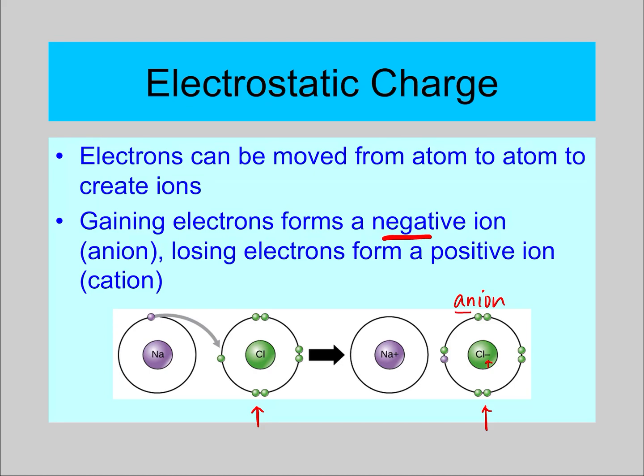They are negative. When something like sodium loses an electron, it's going to become positive, which we see here. And we're going to call these cations. So always think of the T in cation represents the positive sign. The N in anion represents negative. Okay, so these two, through the loss of an electron and the gain of an electron to chlorine, are going to form ions. So it's where the electrons and the protons are no longer equal to each other.